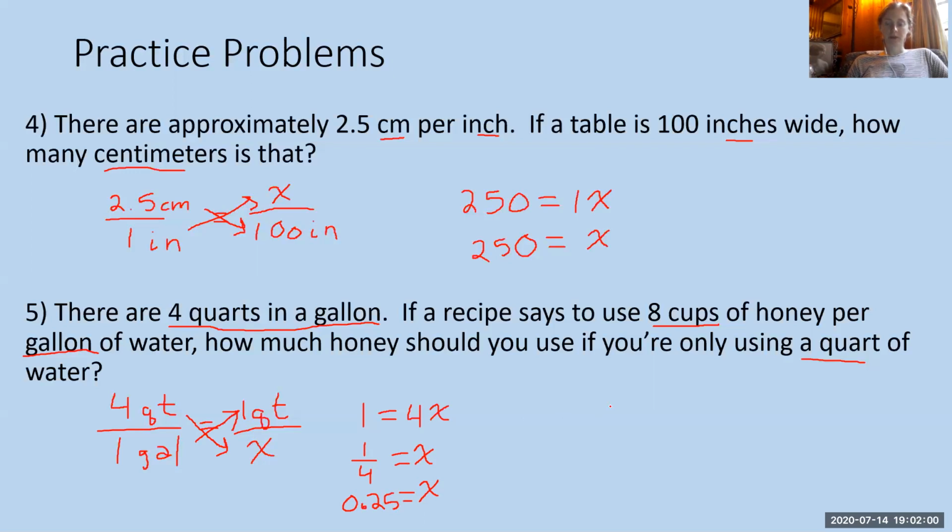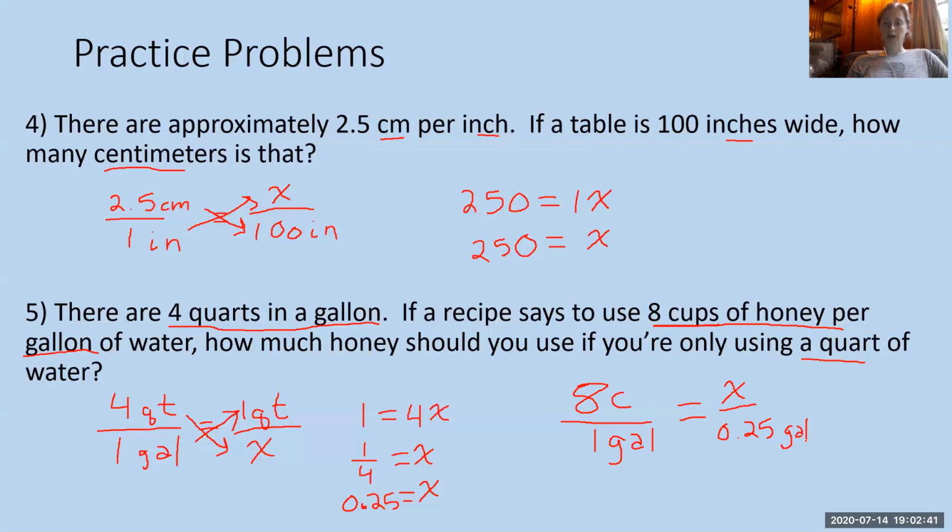So now, let's come here to the second part of our question. So 8 cups of honey per 1 gallon of water. How much honey should we use? So the honey is the thing that's missing. If we're only using a quarter of a gallon, so 0.25 gallons.